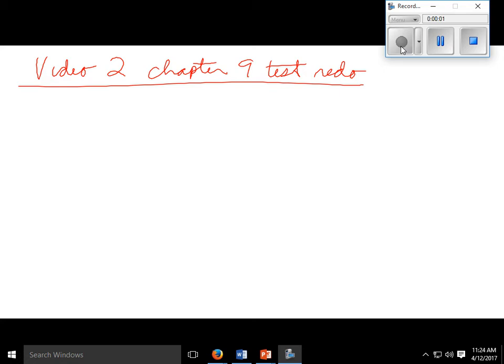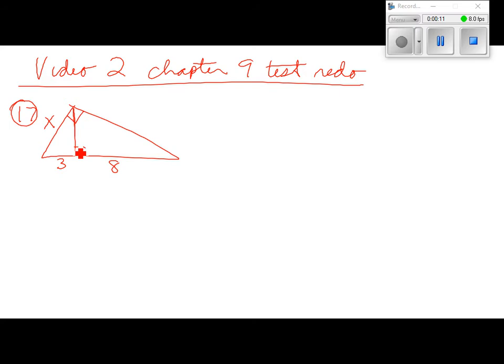This is video 2 of the Chapter 9 test redo. If you're watching video 2, the first problem you had to do was number 17. On problem 17, whenever I see this picture, it looks like this, and you got that altitude drawn in there, I know I'm using either the leg or the altitude theorem.